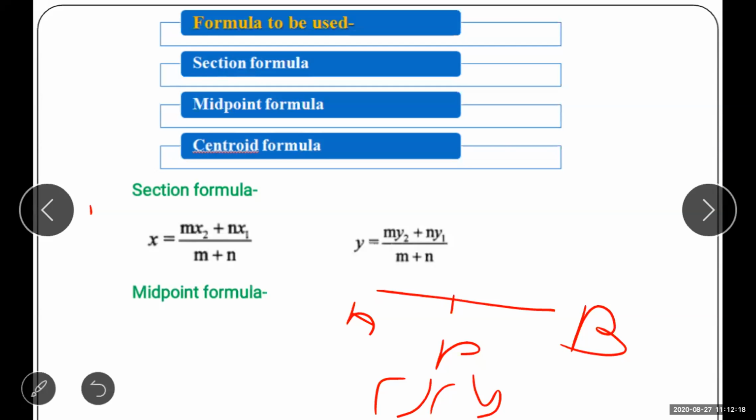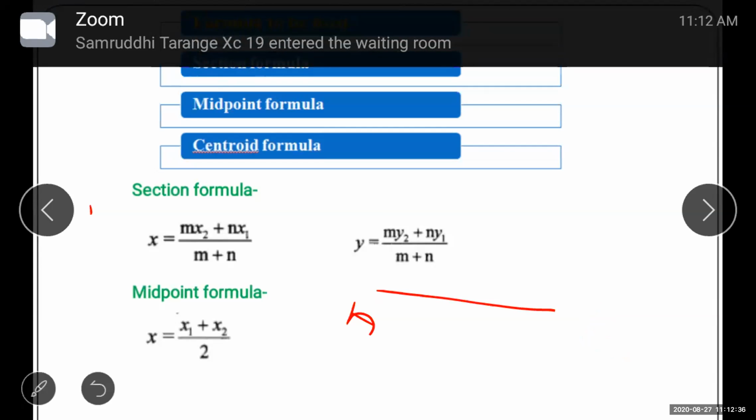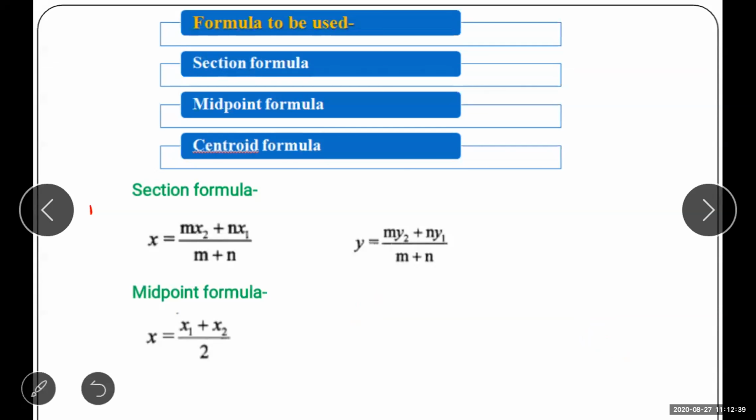So for the midpoint formula, x is equal to x1 plus x2 upon 2. That is the midpoint formula to find the value of x. Now to find the value of y, it is the same, but we will use y. So y is equal to y1 plus y2 upon 2. Very simple formula. Next, the centroid formula. We have seen the midpoint formula, now we will see the centroid formula.